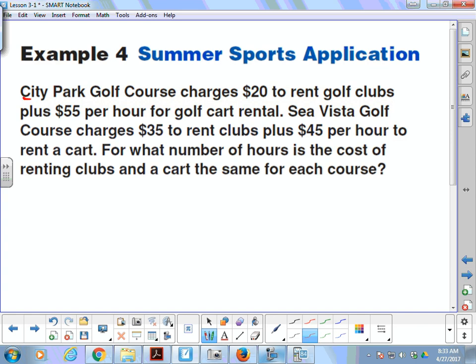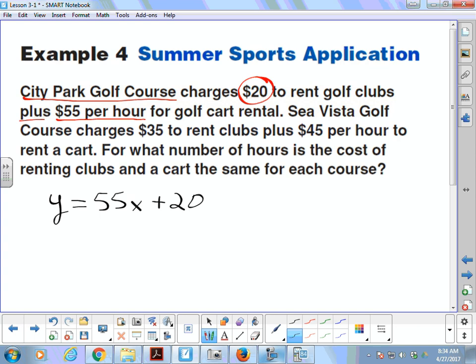So we've got City Park Golf Course. They charge $20 to rent golf clubs and $55 per hour for the golf cart rental. Now, what value can change, the 20 or the 55? The 55, so the 55 is what goes with our variable. So our equation for City Park is going to be y equals, and whether you put the slope or y-intercept first is up to you, but I'll put the slope first, 55x plus 20. This is because it is 55 per hour.